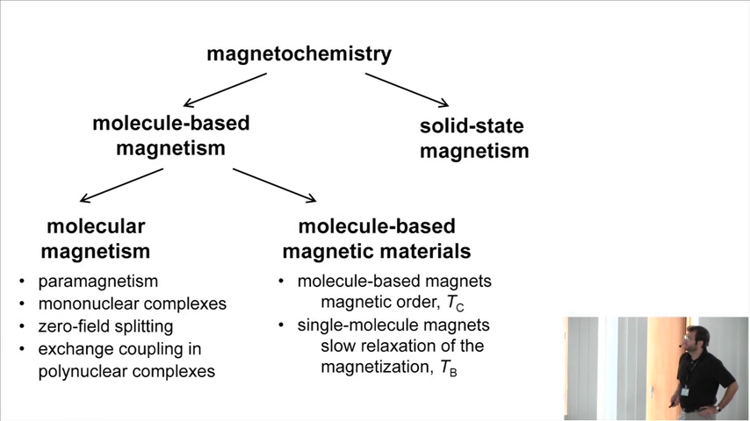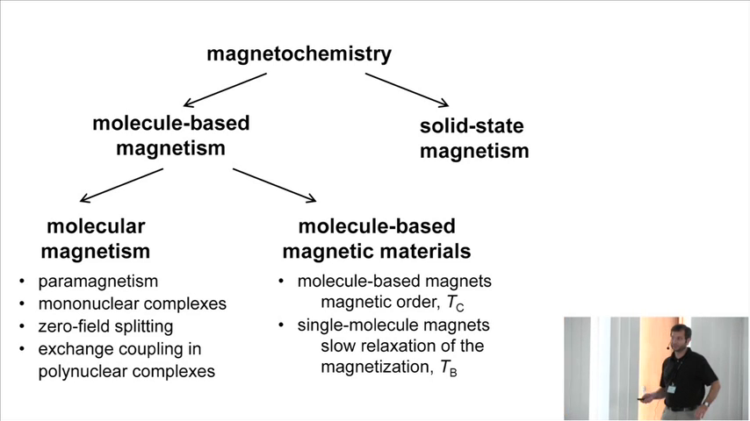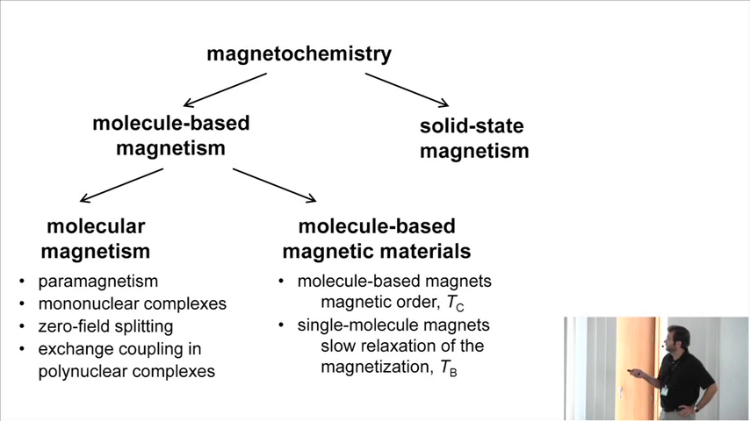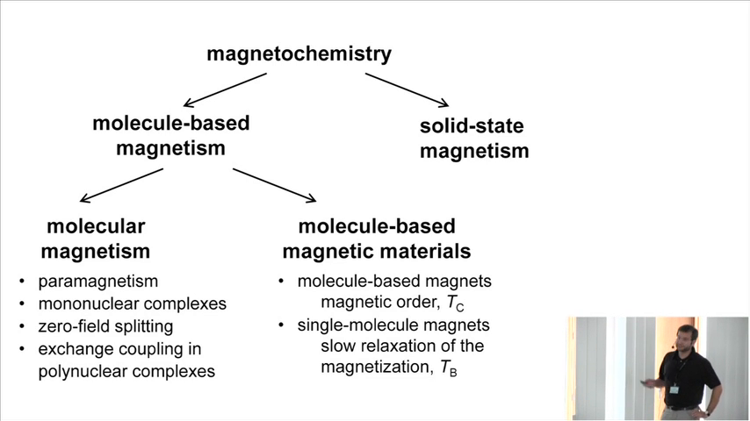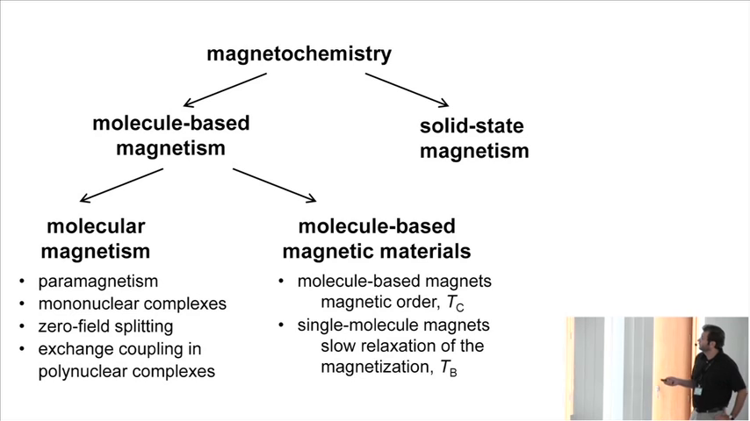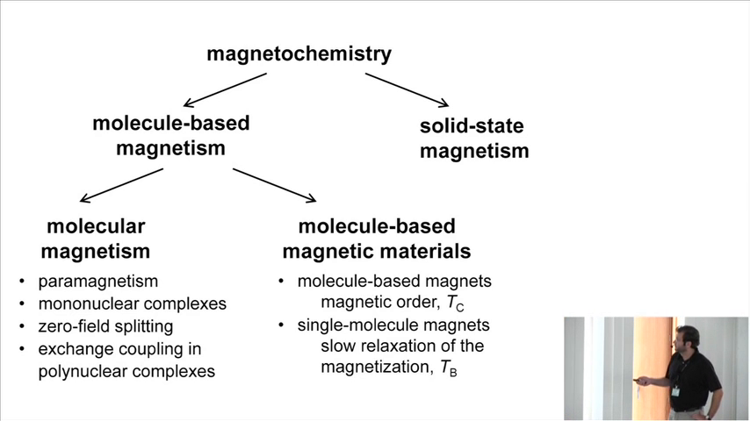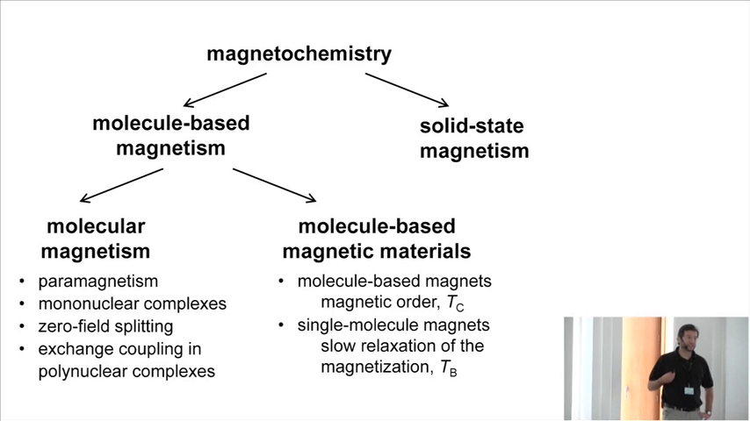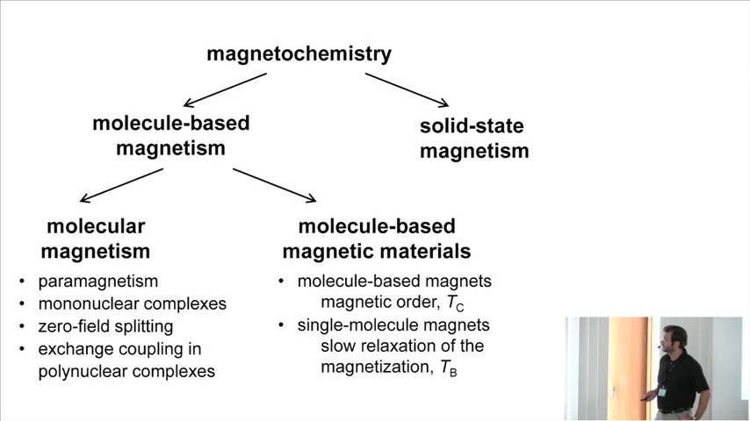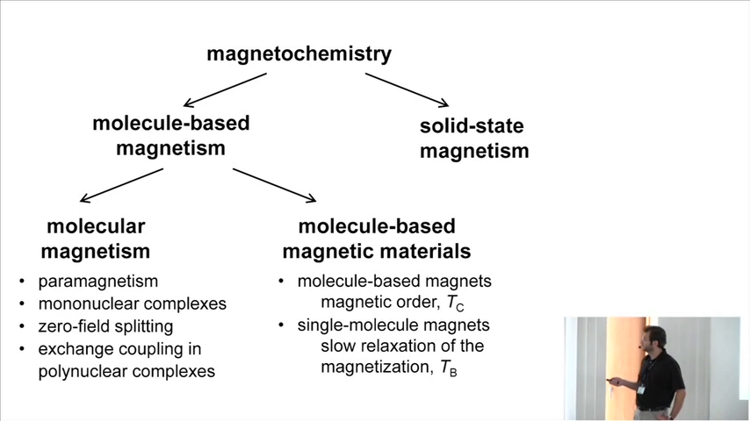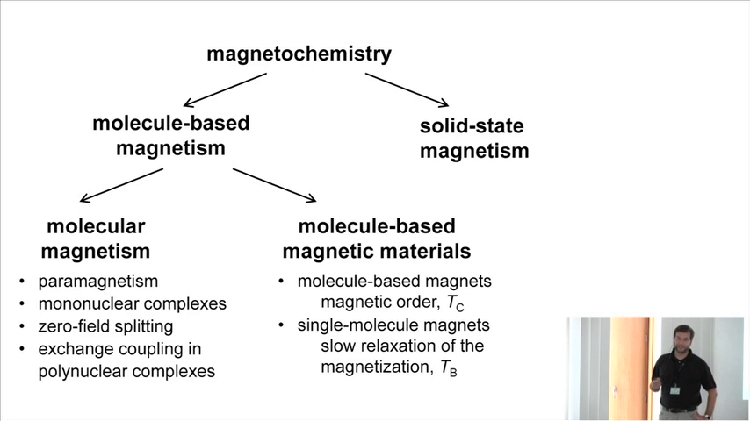So in magnetochemistry, there are two very distinguished subdisciplines. That is solid-state magnetism, and this is molecule-based magnetism. I will not talk today about solid-state magnetism. In molecular magnetism, there are also two subdisciplines. There's one on the right, which is more application-based: molecule-based magnetic materials.